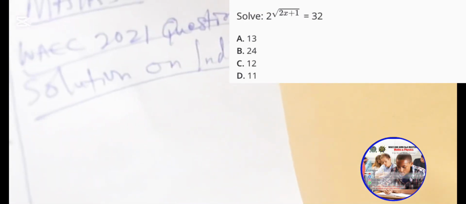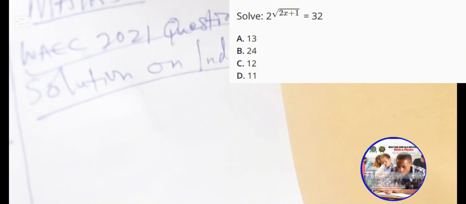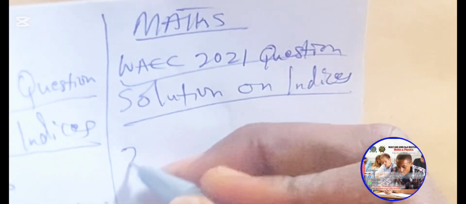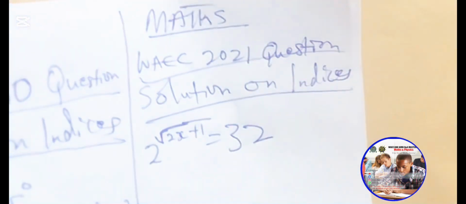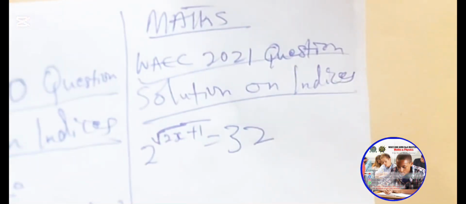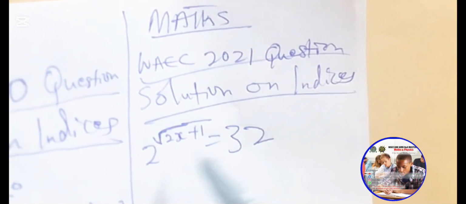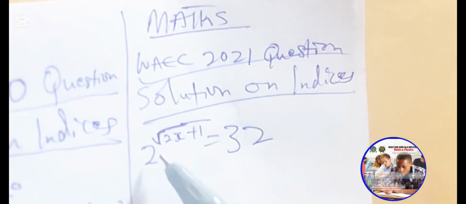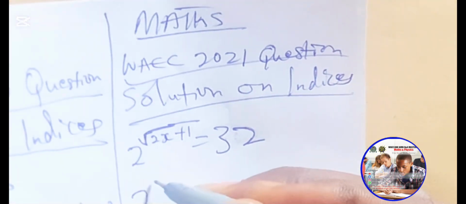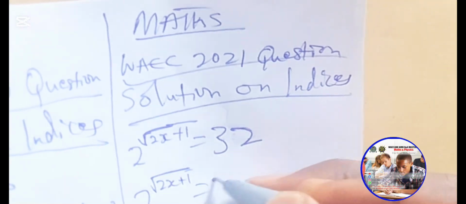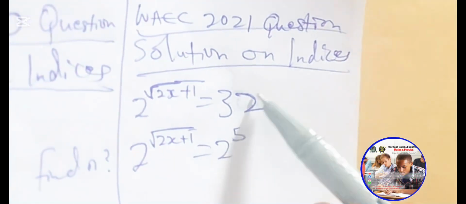So I want to solve the second question. The second question says solve 2 raised to the power 2x plus 1 equals 32. I'll write it down. Let's say we should solve 2 raised to the power of the square root of 2x plus 1 equals 32. Okay, like I said in the first question we solved, whenever you have something like this, the first thing is to make sure that the bases are the same. So here the base is 2, and then we need to change this 32 also to base 2. In doing that, we are going to have 2x plus 1 equals 2 raised to the power 5. So 2 raised to the power 5 is equal to 32, right?